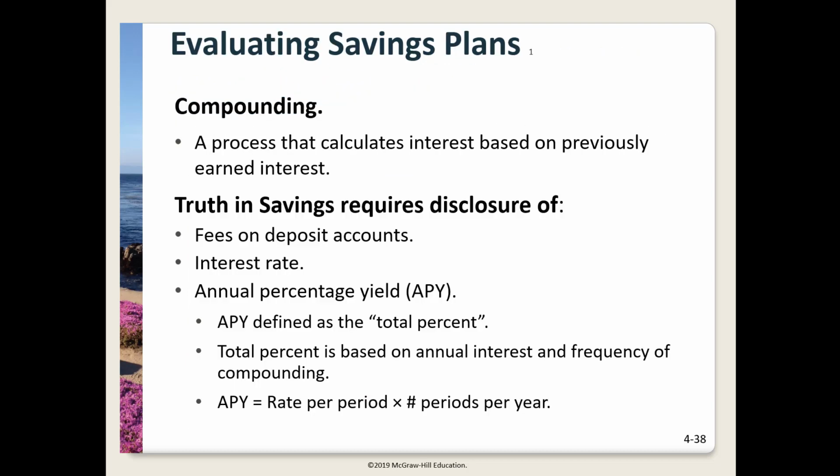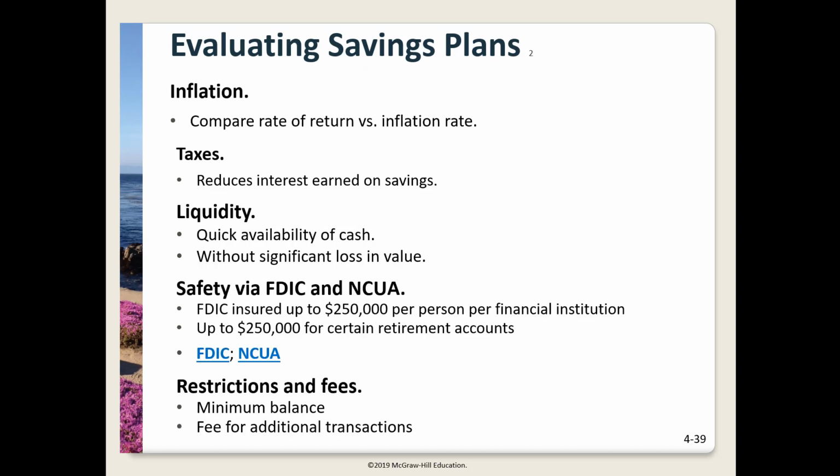The Truth in Savings Act requires that both lenders and depository institutions disclose the interest rate paid or charged in a specific format. APY is annual percentage yield, APR is annual percentage rate. In either case, the rate is the periodic rate times the number of periods per year. So if a lender charges 5% per month, the APR is 5% times 12, or 60%, and that's the rate they must quote you. What to consider when looking at savings plans: inflation.